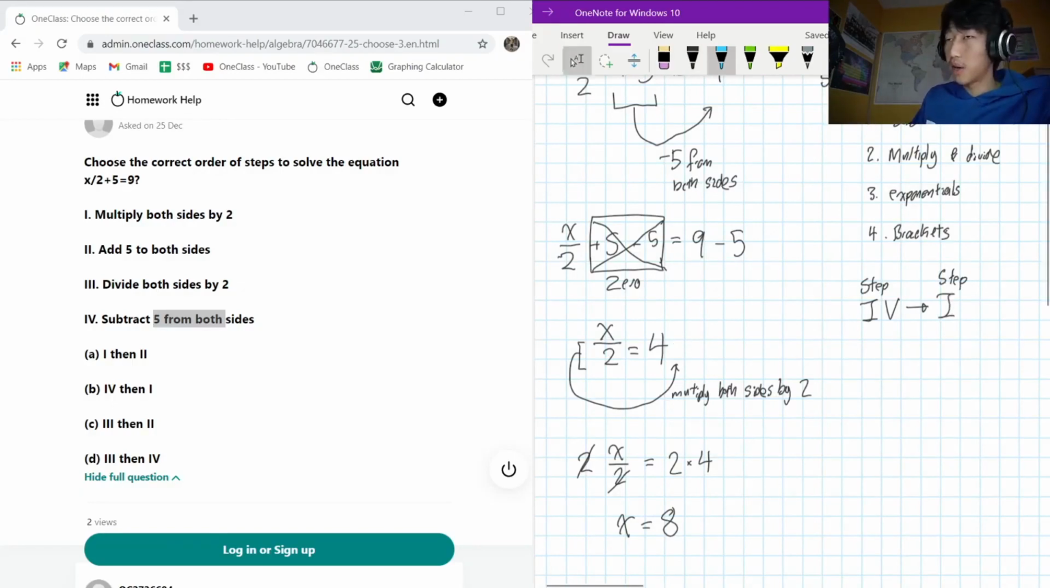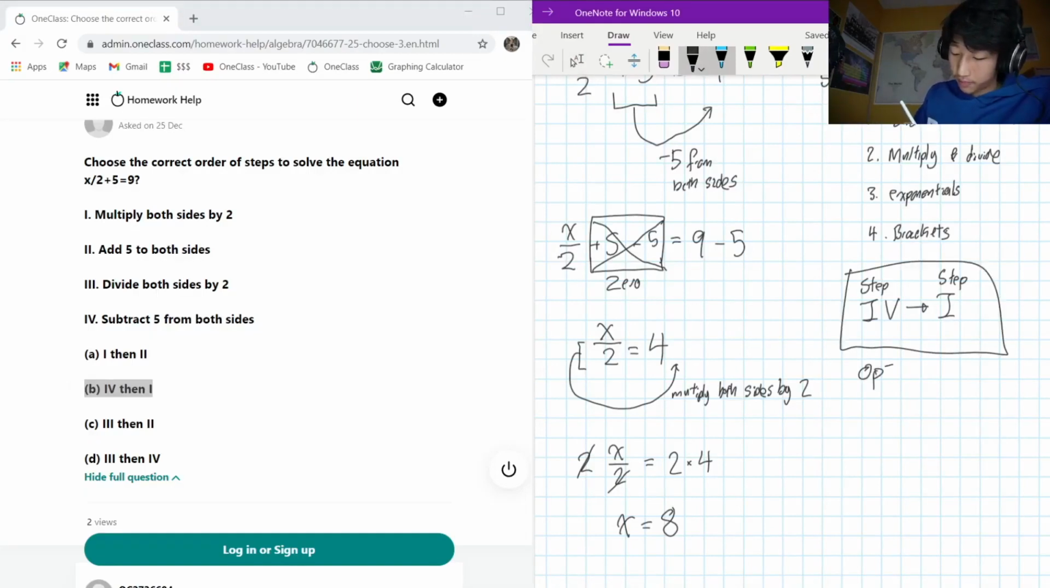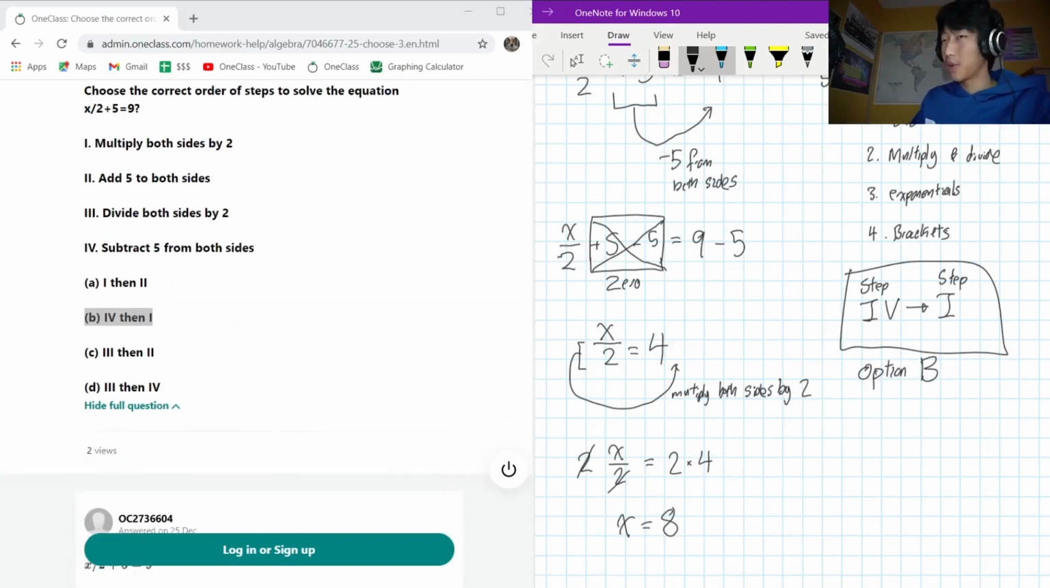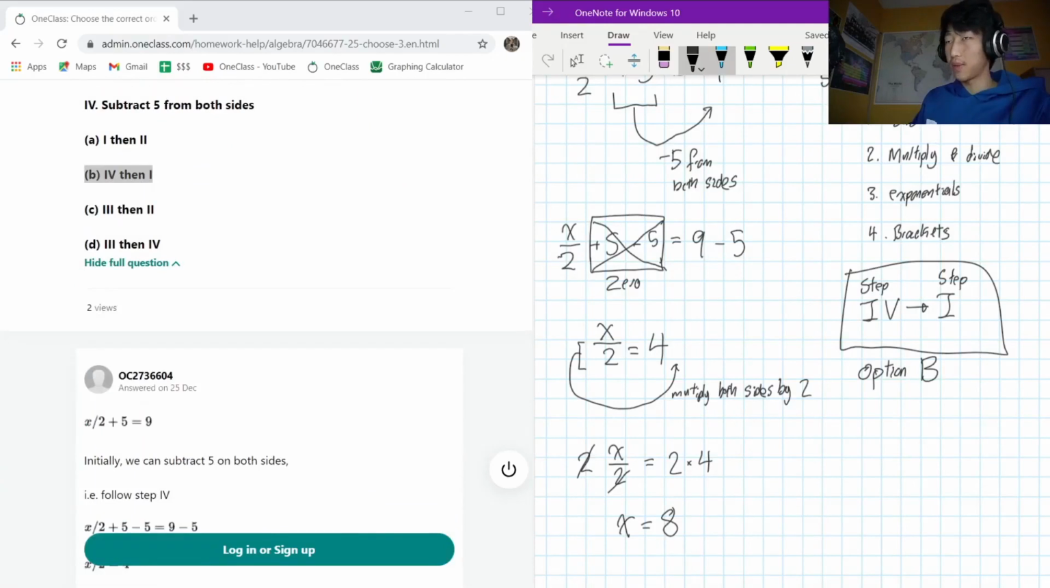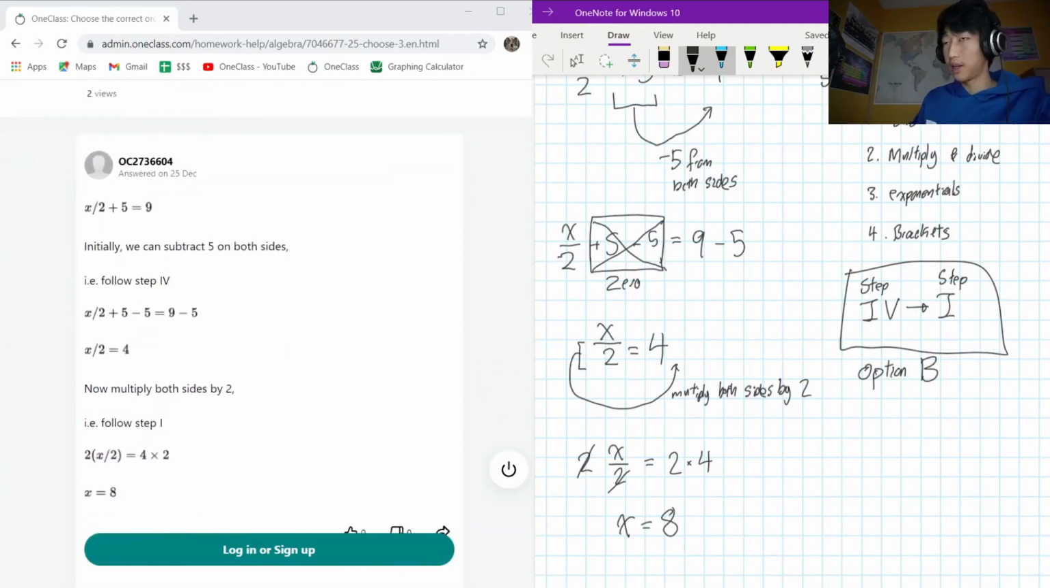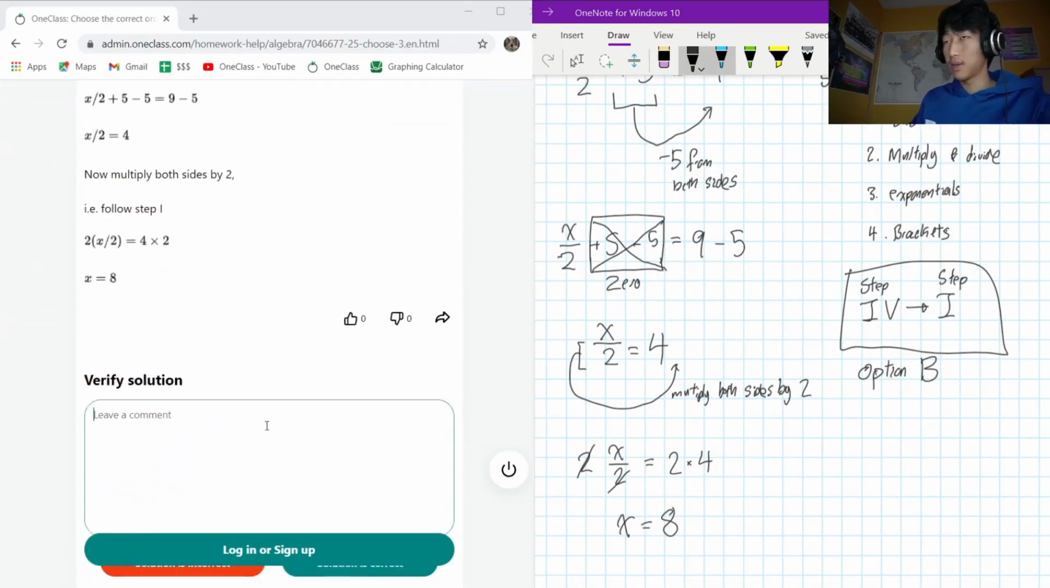So which one of our multiple choices corresponds to step 4 then step 1? Well, it's got to be B. So this is option B. And that would be the question complete. It's a fairly straightforward multiple choice situation, and that would be how we solve it. So it's got to be B, and x is equal to 8 once you finally solve this whole thing.